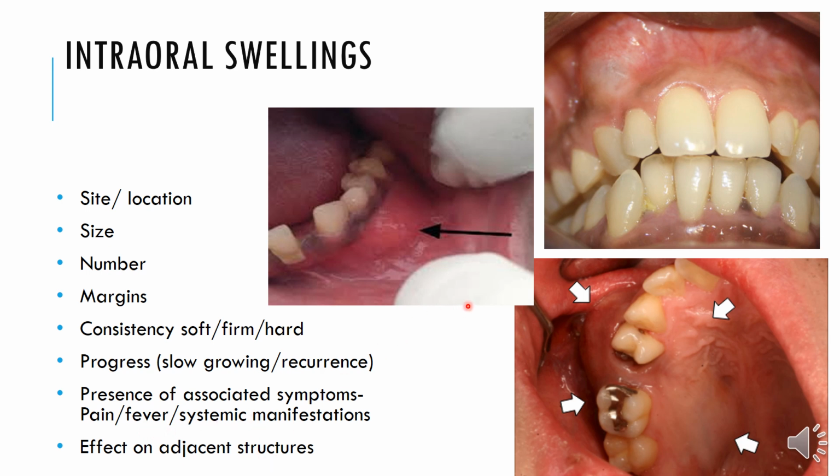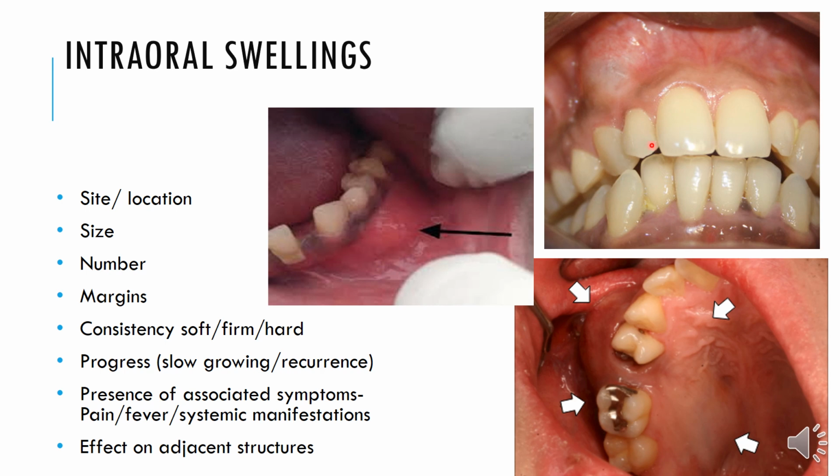So these are some examples of swelling again, where you're seeing a swelling obliterating the buccal vestibule. Probably one of these teeth is the cause of the swelling, and if it is soft in consistency and acute in nature, you know you're looking at a dental abscess, right? A dentoalveolar abscess or a periapical abscess.